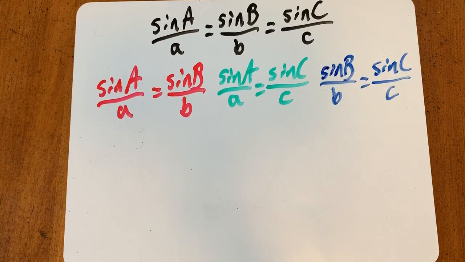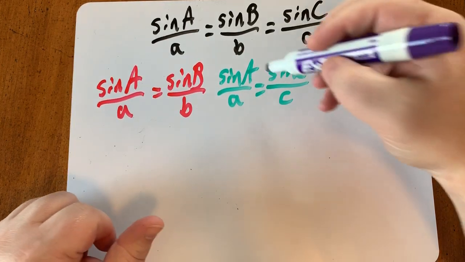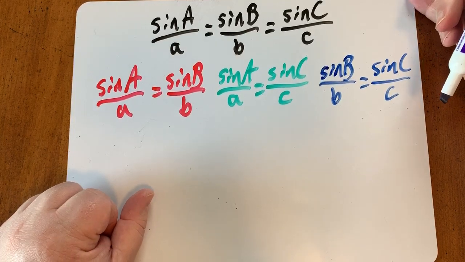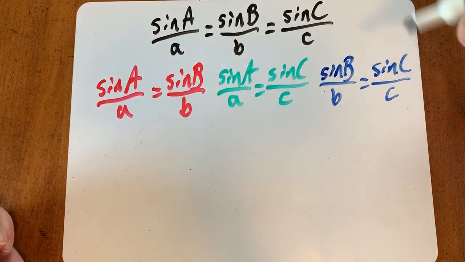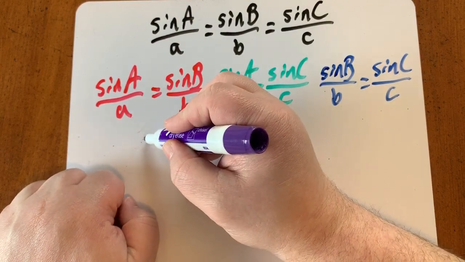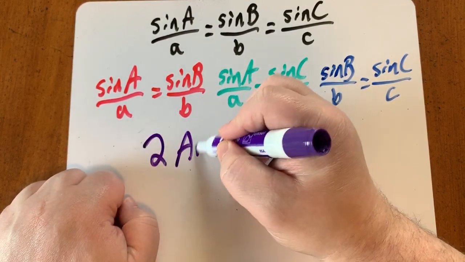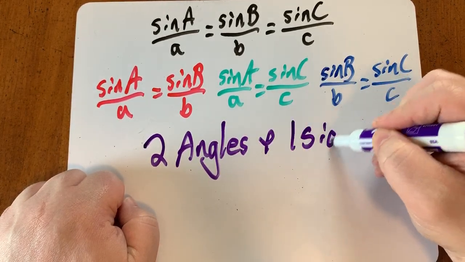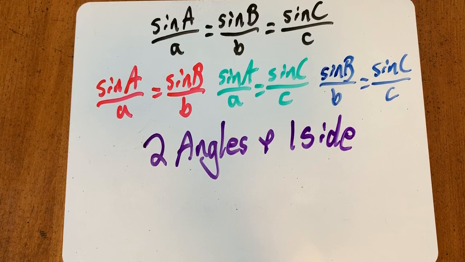So, we talked about how since there's four unknowns in each of these equations, we need three known pieces to solve it. So in this video, we're going to talk about when we have two angles and one side.